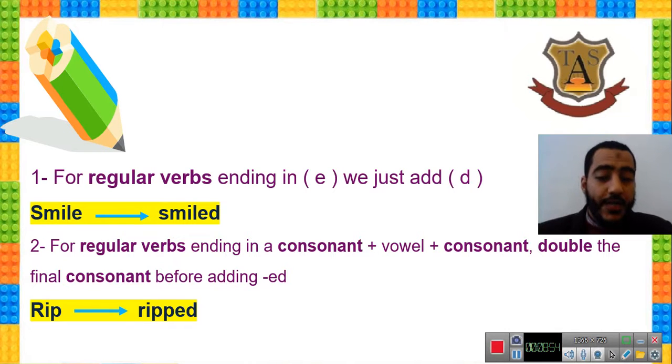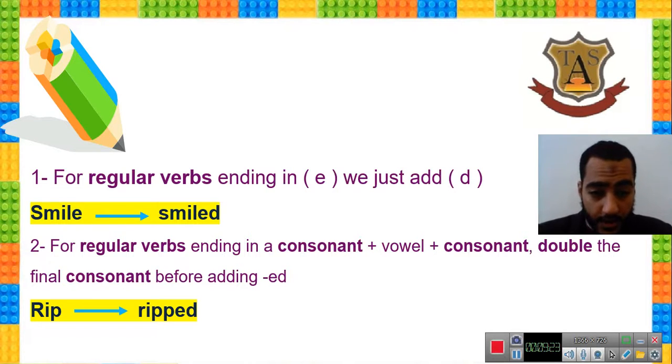So if the verb is consonant, vowel, consonant, and you want to add ed, you have to double the last consonant, the final consonant, before adding ed. Like rip. Look at rip here. Is R a consonant or a vowel?